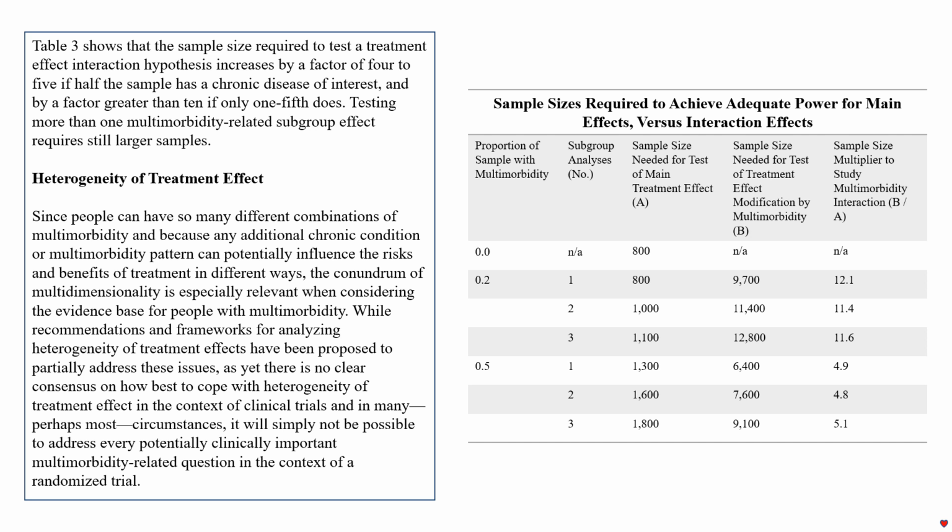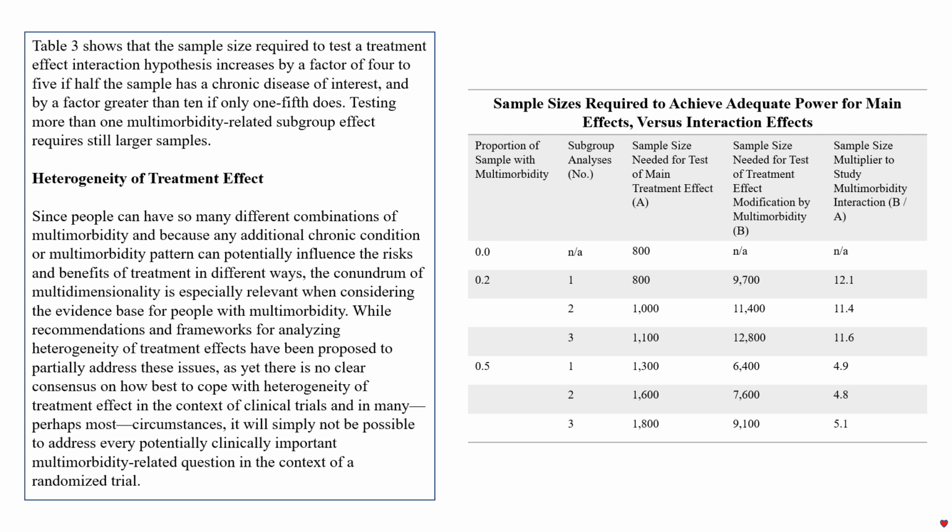Table 3 shows that the sample size required to test a treatment effect interaction hypothesis increases by a factor of 4 to 5 if half the sample has a chronic disease of interest, and by a factor greater than 10 if only 1/5 does. Testing more than one multimorbidity-related subgroup effect requires still larger samples.